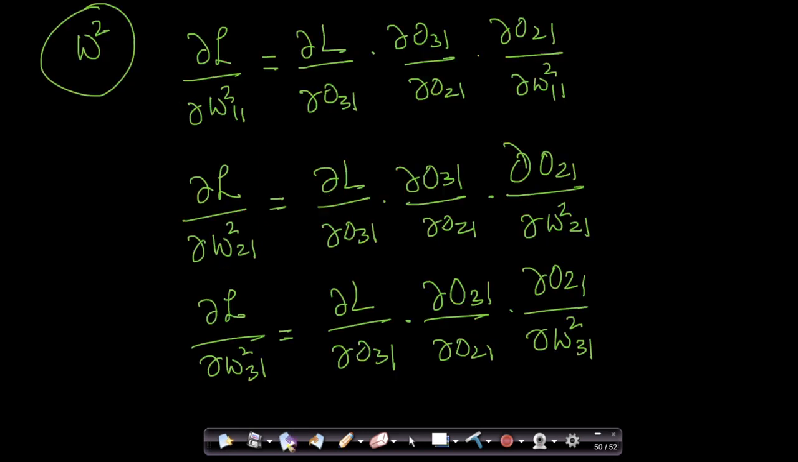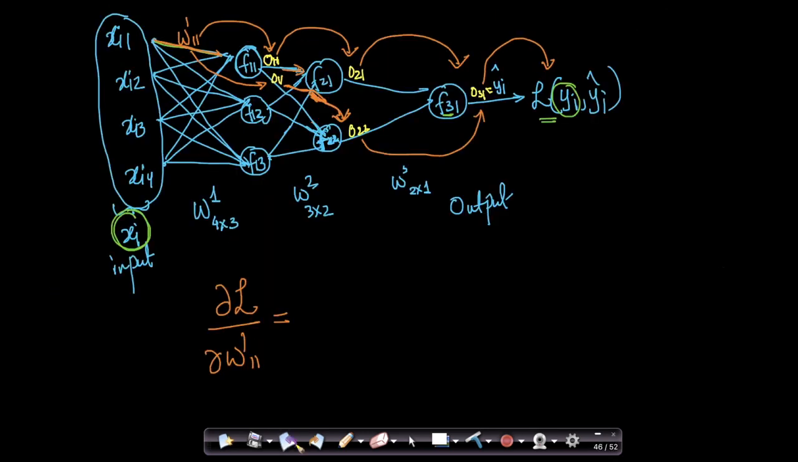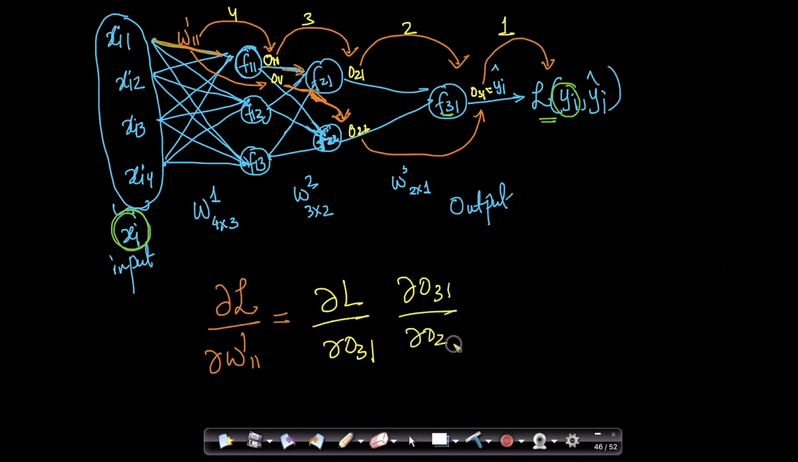Okay, so we'll apply this now. We'll apply this slightly intricate form here because there are two paths here. First, let's take this path. Okay, this is step 1, step 2, step 3, step 4. So let's write the first step. Derivative of L with respect to O31. This is step 1. O31 with respect to O21. Sorry. And O21 with respect to O11.